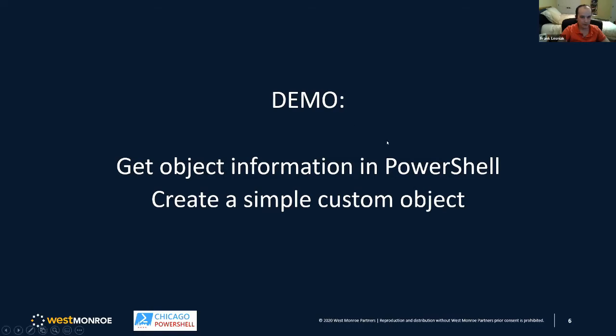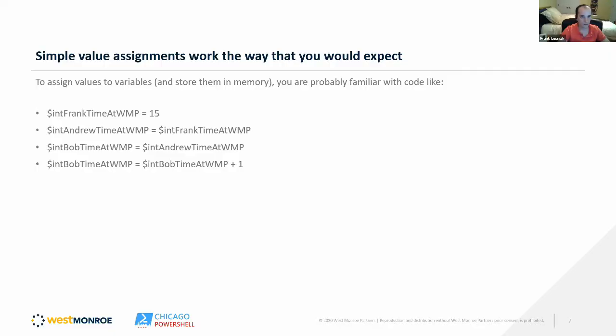Now, let me go back to the slides here. So I just want to quickly talk about the assignment operator. If I have code like this, even if you're not real familiar with PowerShell, you can probably read this code and figure out what's going on. So if I take my tenure at West Monroe, which is about 15 years, and store that in a variable, and then I take my colleague, Andrew Top, and I create a variable for him, and I say, Andrew's been at West Monroe about the same time as me, so I just use the equal sign assignment operator there. And so I say Andrew's time at West Monroe is about Frank's time.